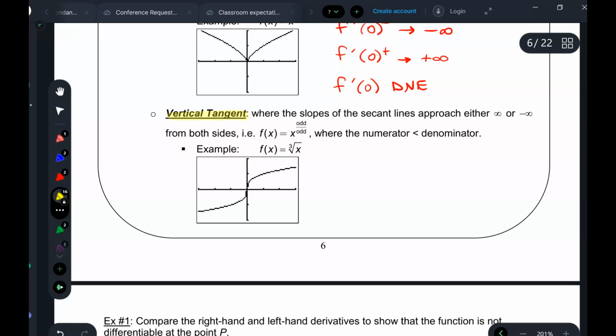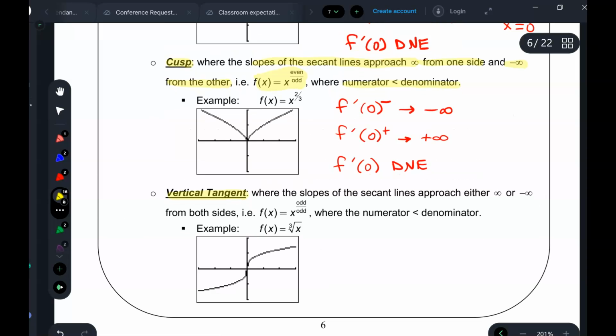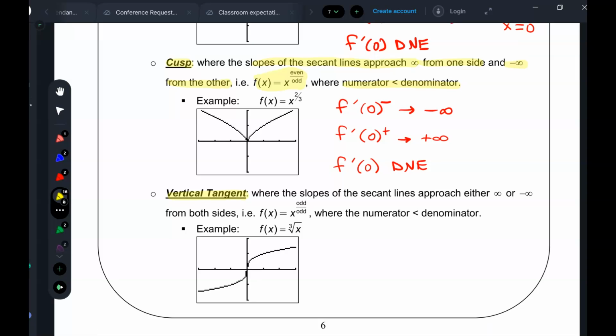Yes, Abby? What if it's odd over even? Like x to the 1/2 is odd over even, right? X to the 1/2 is also known as square root of x. That is going to have a derivative everywhere except for the endpoint, but we'll get to that later. Don't worry about it. We're just talking about specifics right now.